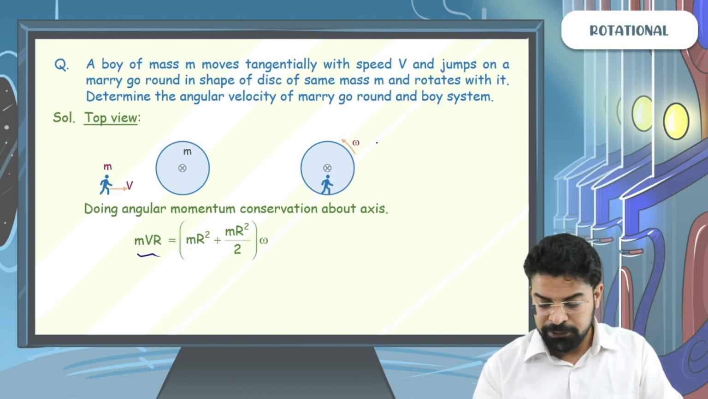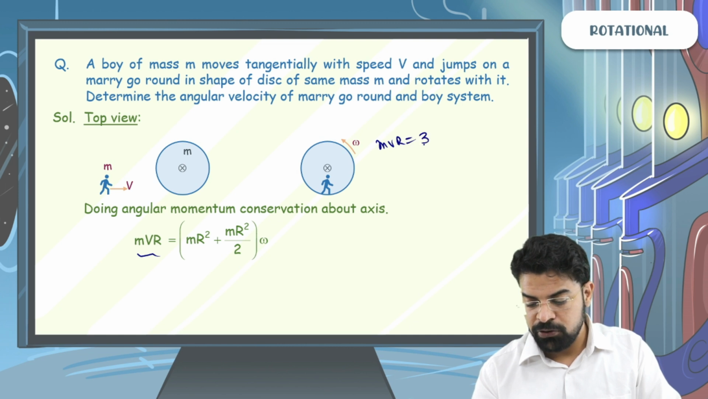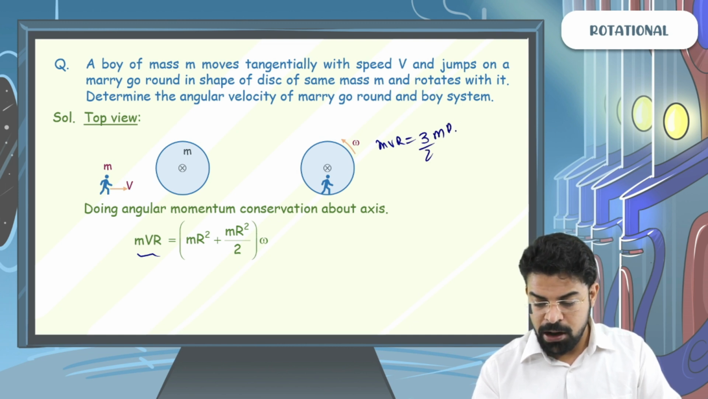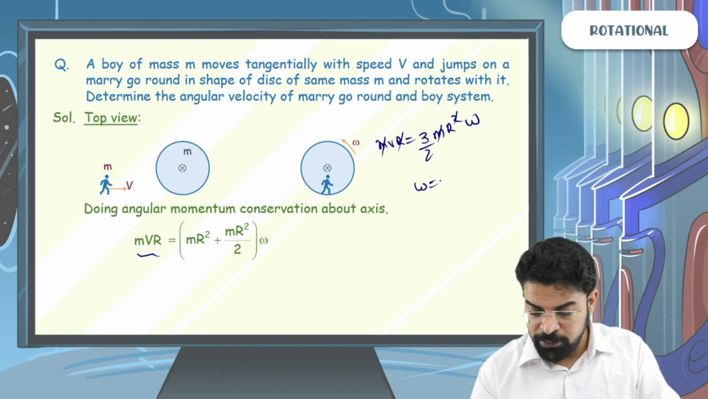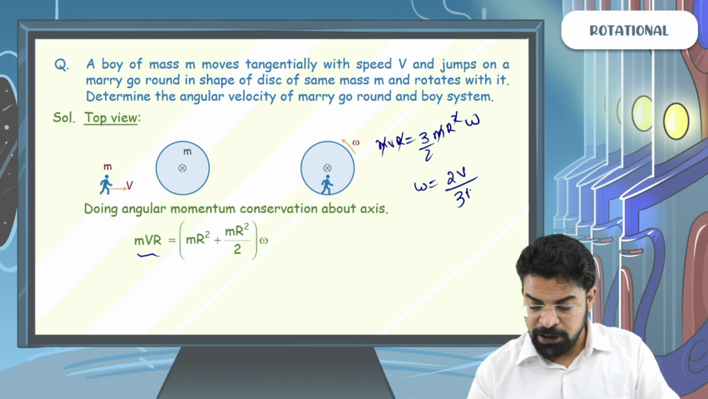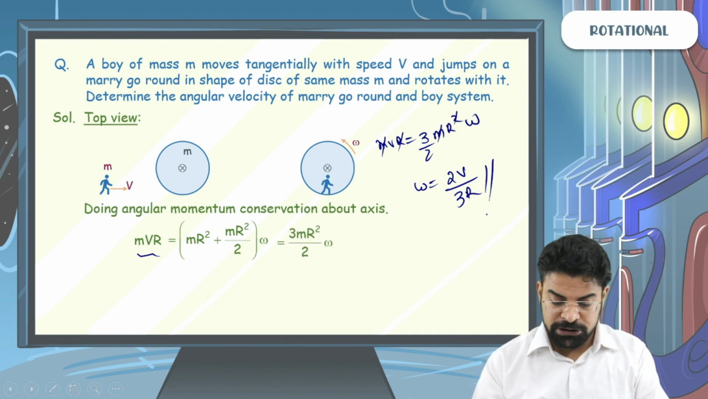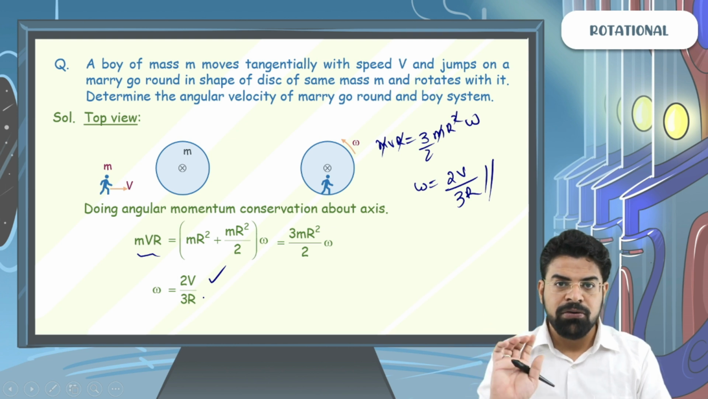So mvr equals 3 by 2 mr square times omega. Cancel out one term of m and one term of r, so you get omega equals 2v by 3r. So that will be the angular velocity of the person and merry-go-round system.